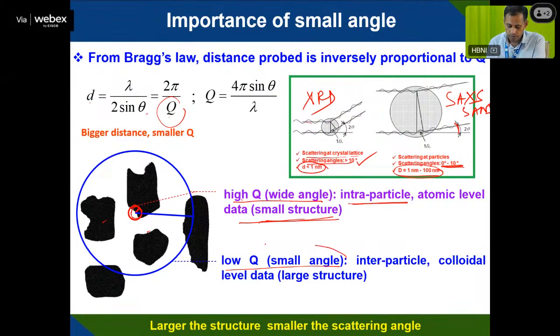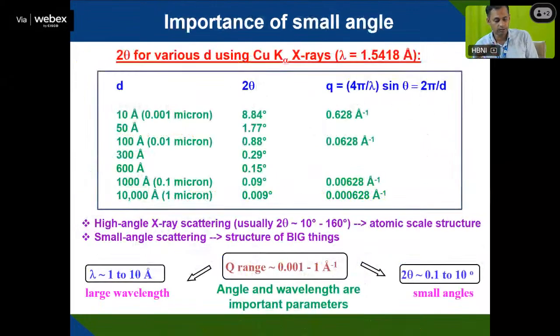But if you go to low Q, the small angle region, then from intraparticle you will see interparticle interaction and colloidal level data. That means you are seeing the whole structure of the particles. Larger the structure, the smaller the scattering angle. So once you go to a larger structure, you get very low angle scattering, and then you will be able to see the shape and size of the particles. We will discuss that individually.